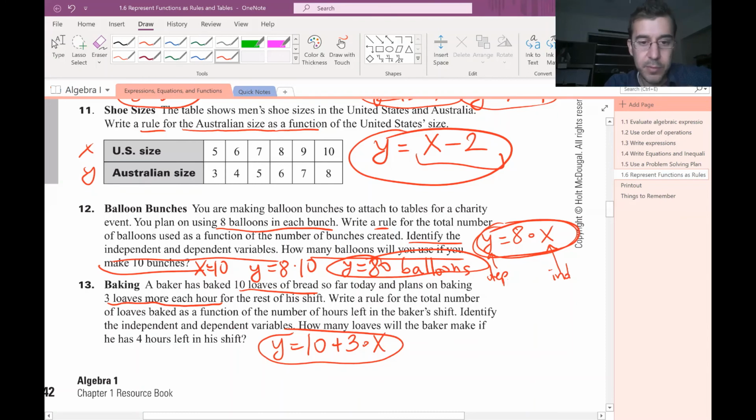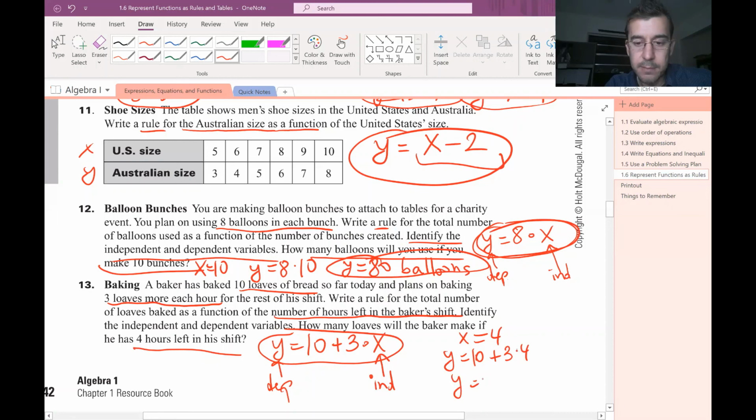Okay, independent and dependent variable. So this is the independent variable, x. Dependent is y. So x, the independent variable, is the number of hours left in the baker's shift. Y is the loaves of bread baked. How many loaves will the baker make if he has 4 hours left in his shift? So that's x, 4. So you get y equals 10 plus 3 times 4, which is 12. So y is 10 plus 12, or that's 22 loaves of bread.